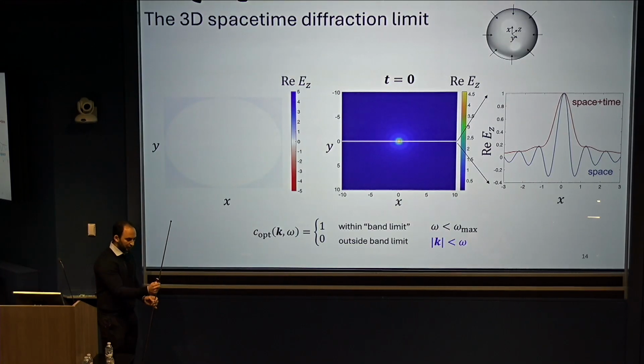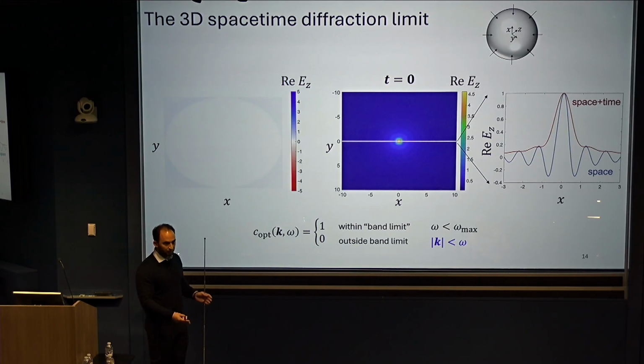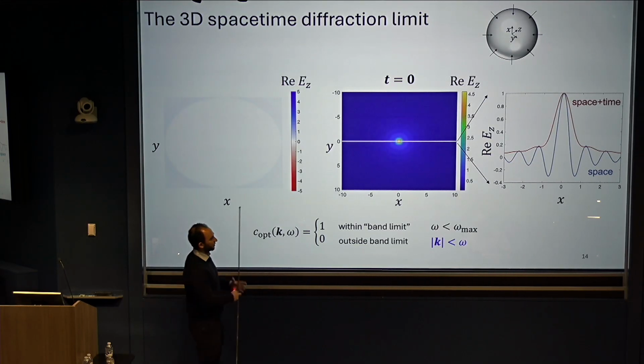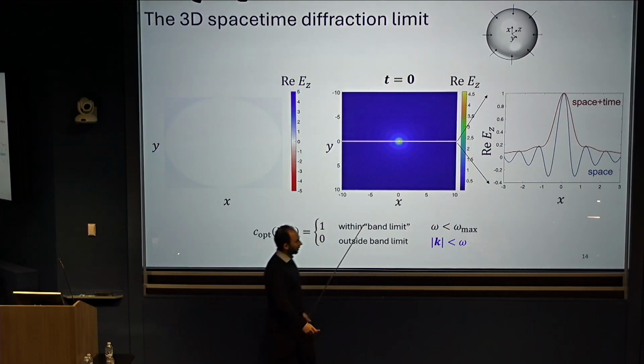And so if I want to localize in time, I can't just use my largest temporal frequency. I have to use the full range of temporal frequencies to localize in time. But if I'm using small temporal frequencies, those only have small wave numbers, which are very wide. And so that contributes to this broadening in space.